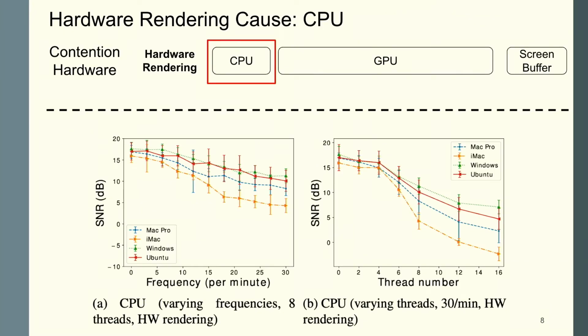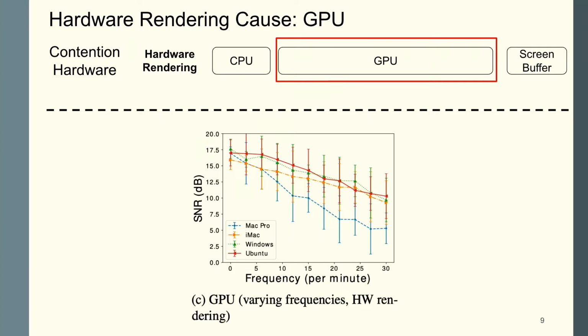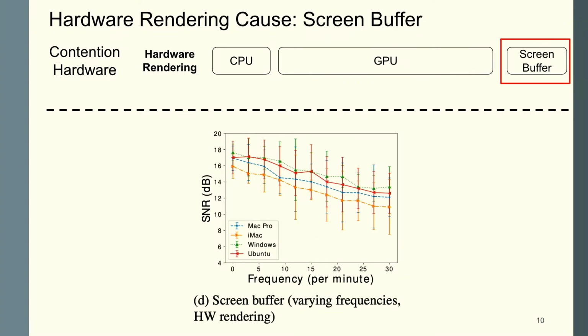So we start with the hardware rendering. We test on Chrome and on 4 different machines. For CPU, we test the frequency and the thread number. According to the SNR value, we found the CPU contributes to hardware rendering. Also, on the GPU part, according to the SNR value, we found the GPU has the most contribution to hardware rendering. And the screen buffer also influences the result, but has little contribution to hardware rendering.